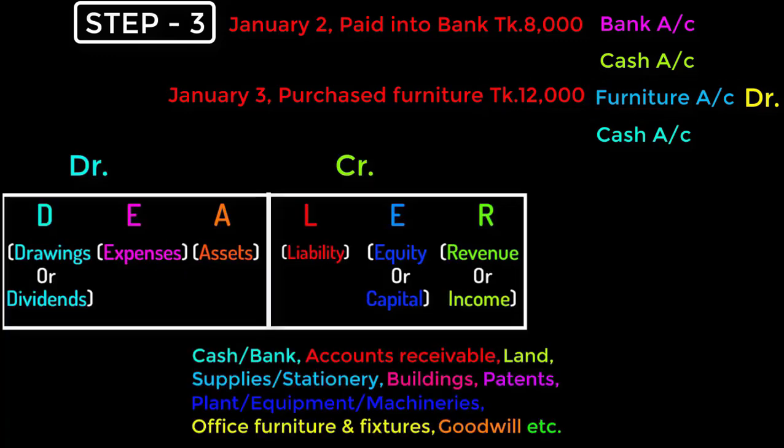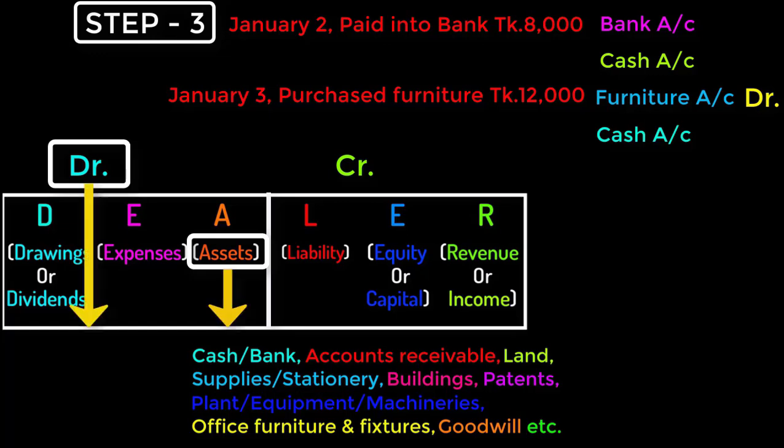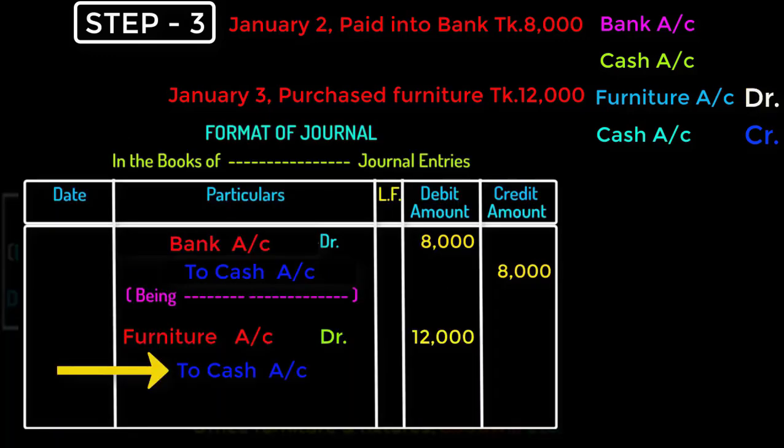For purchasing furniture, cash is going out of the business. That means cash is decreasing here. You know that cash is an asset. That means asset is decreasing here. Again, asset is a debit item. Asset is decreasing means debit is decreasing. If debit decreases, then it will turn into credit. So, as an accountant of the company, what will you have to do? You must credit the account with the same amount.